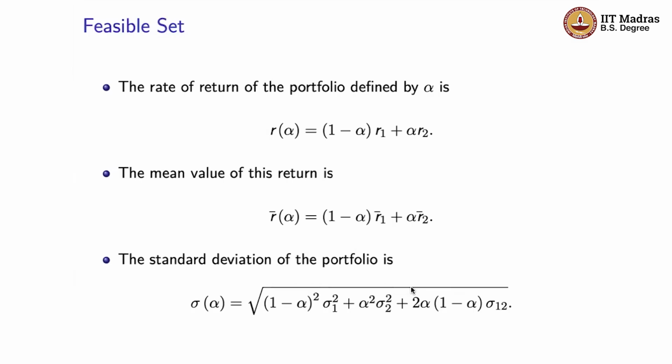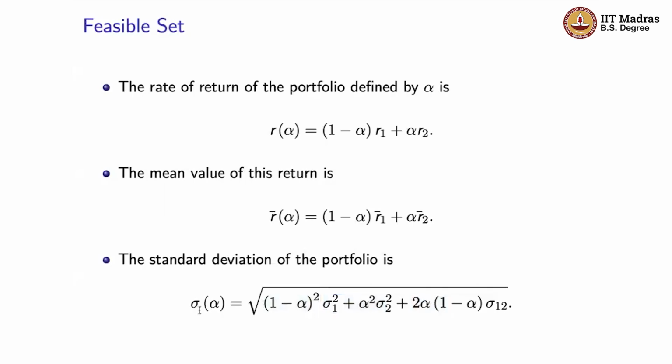So the variance is going to be given by this expression that you see here, which is (1 minus alpha) square sigma 1 square plus alpha square sigma 2 square plus 2 alpha (1 minus alpha) sigma 1 2. Sigma 1 2, remember, is the covariance of the rate of return between asset 1 and asset 2. And if you are taking the standard deviation, that's equal to the square root of this expression.